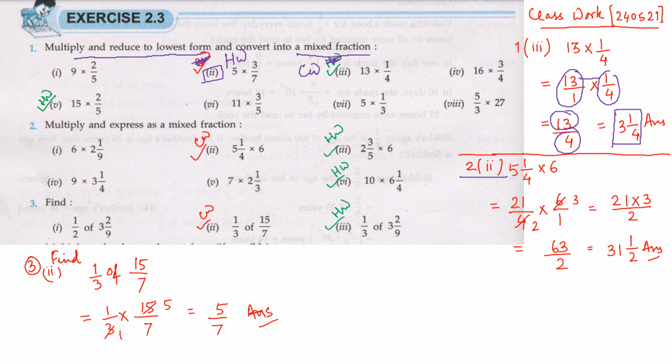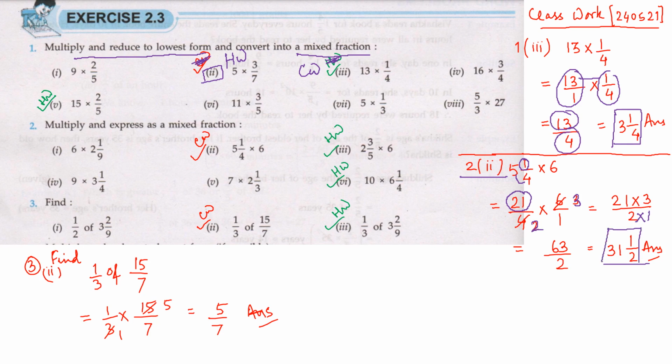Same way for question number 2, second part. 5 whole 1 by 4 into 6. So 5 into 4 is 20. 20 plus 1 is 21. So that's how it is 21 by 4 into 6 by 1. Now cancelling with the 2. With the table of 2, 2 twos are 4. 2 threes are 6. So what is left here? 21 into 3 by 2. Actually it can be written as 2 into 1. So it is 63 by 2, which in mixed fraction is 31 whole 1 by 2.